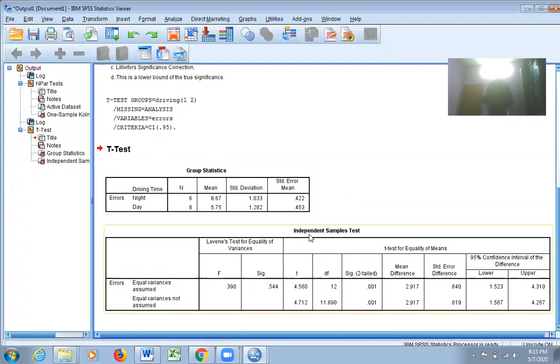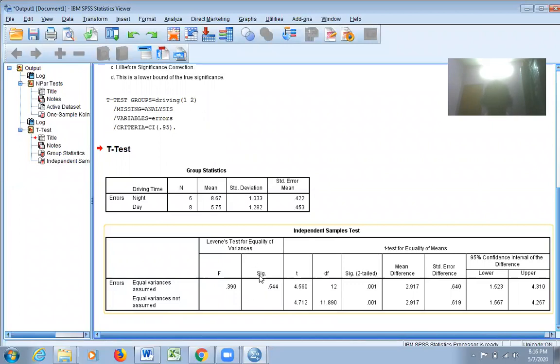And the second table, independent samples test, shows the result. First, it shows the result of Levene's test for equality of variance. So there is a condition that the effect of the independent variable on the dependent variable has equal variance in respect of night drivers and day drivers. That means there is an equal variance of night driving and day driving on the dependent variable. Under that assumption, we conduct the independent sample test. This is another condition that is to be fulfilled.